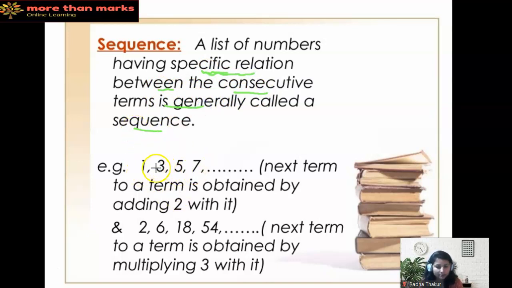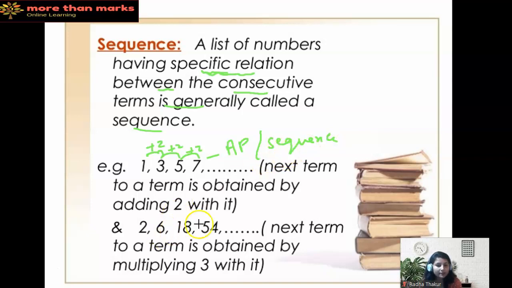Let's look at this example. 1, 3, 5, 7. What is the specific relationship between these terms? Yes, you are getting every term by adding 2, 2 and 2. It means we are adding a fixed number to get the next term. So this is an AP series as well as a sequence.